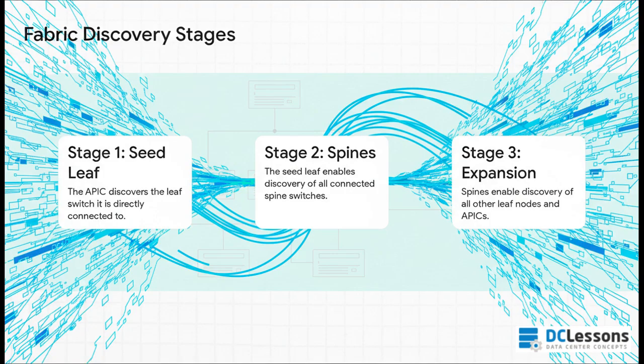It all starts with the APIC, finding the one leaf switch it's physically plugged into. We call that the seed leaf. Once that leaf is up, it helps the APIC find all the spine switches. And then, once the spines are online, they act as the central nervous system, allowing the discovery of every other leaf and every other APIC in the cluster. See? It's a nice, logical build-out.